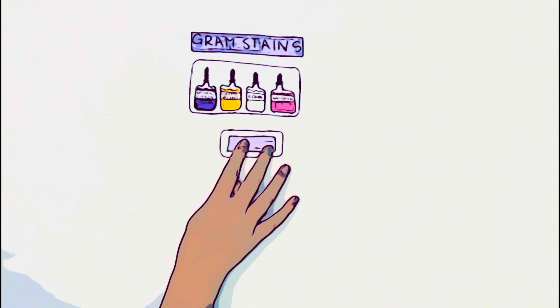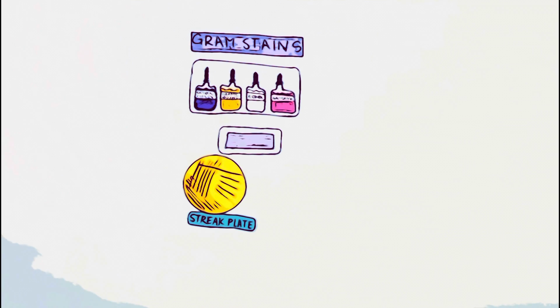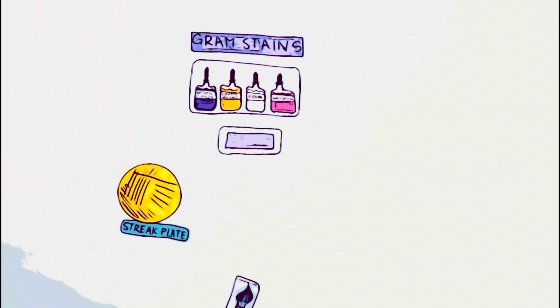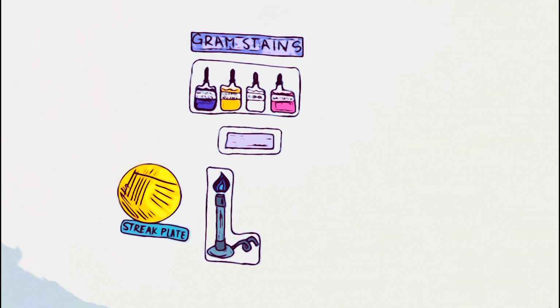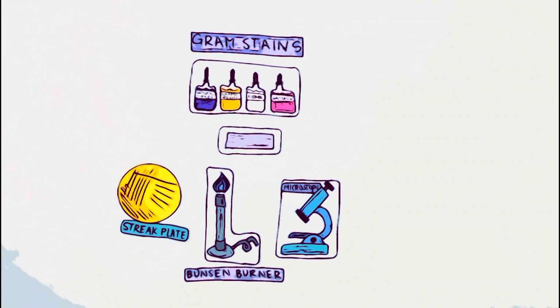Using bacteria from the streak plates, place a small amount of bacteria on a slide. Dilute the bacteria and allow it to dry. After the bacteria dries, lyse the cells using a Bunsen burner. Then, use the stains in order, rinsing in between to successfully stain the cells. The stains in order are crystal violet, Graham's iodine, alcohol, and saffron.